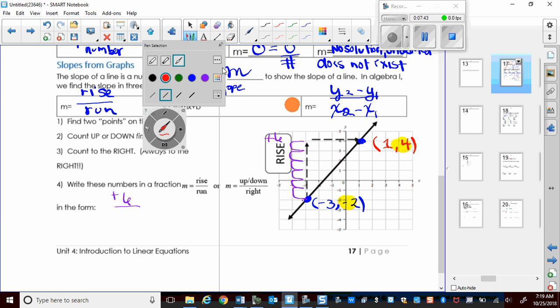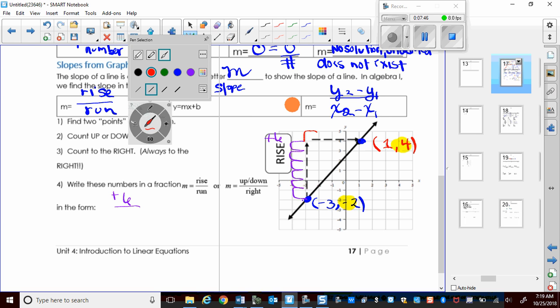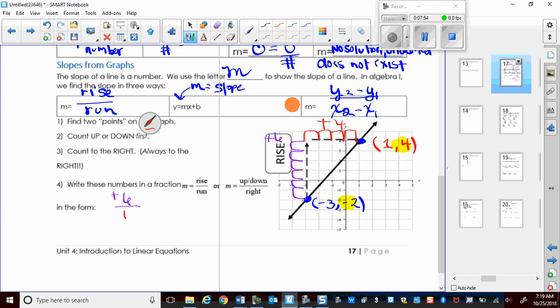Now the run, I'm going in a positive direction. I go to the right, 1, 2, 3, 4. So +4 on my run. Now, if I reduce this fraction, I get 3 over 2. This equals the slope of the line. It's the rate of the change in y's over the change in x's. Okay?